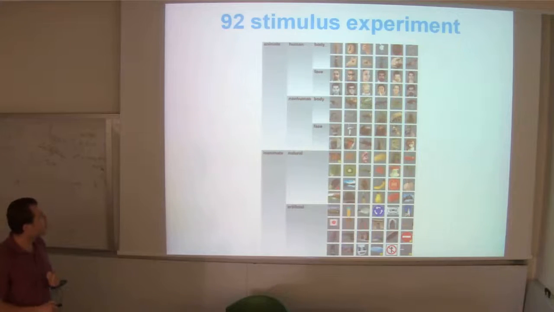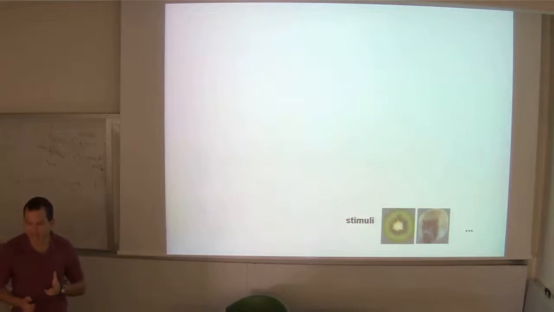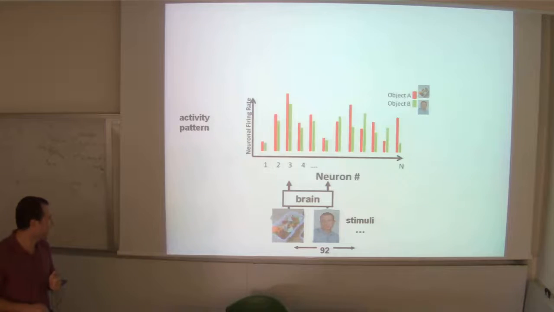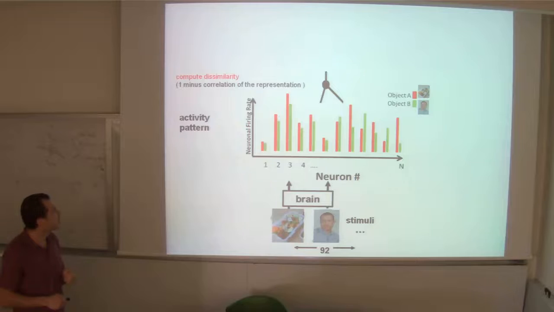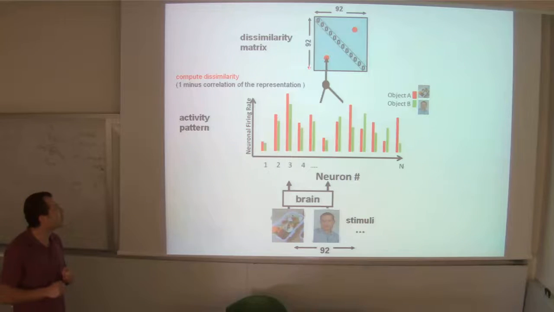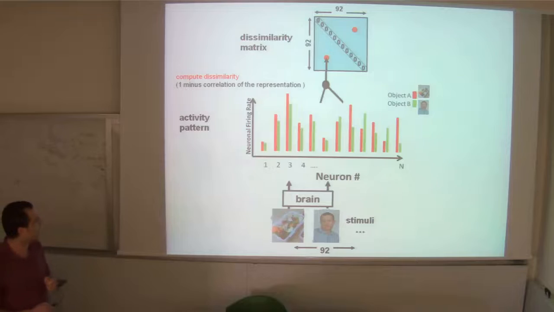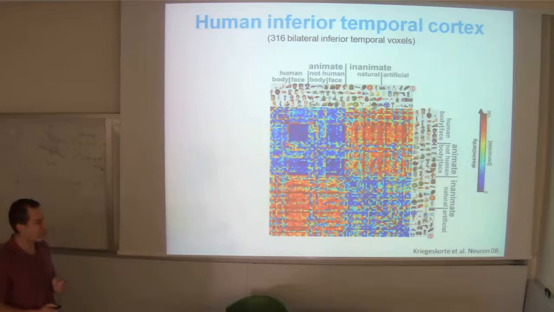They showed 92 stimuli with animate and inanimate images. There are faces, body parts, and faces of animals, as well as natural and artificial images. Now, let's see how the matrix will look for 92 images. So let's say we have 2 here, and another 2 here. Then the brain has some activity, and for the activity pattern we can do the correlation the same way, and this is how we find this one cell in the 92 by 92 matrix. So this is how the similarity matrix looks.